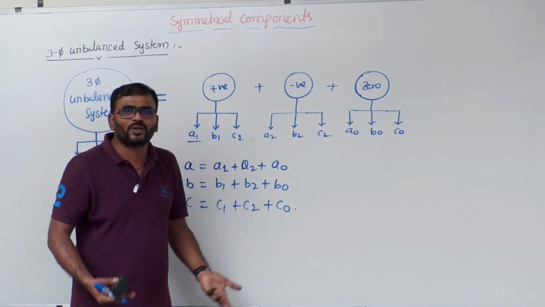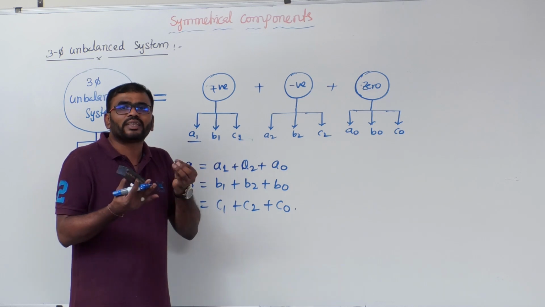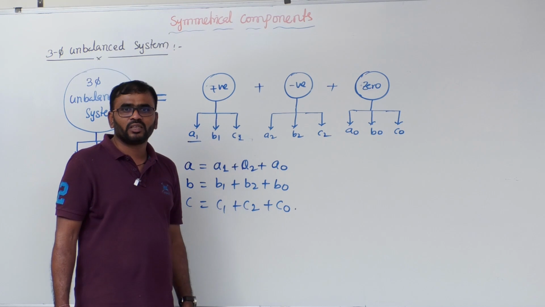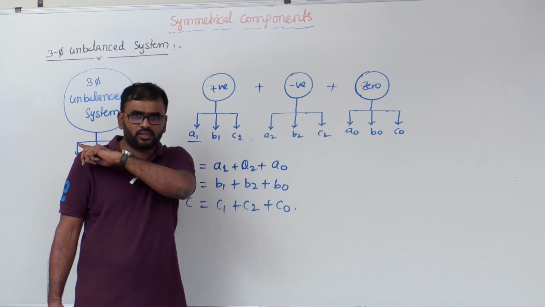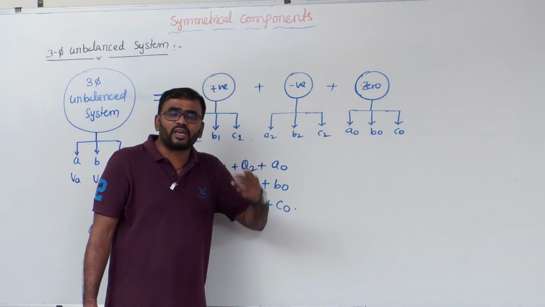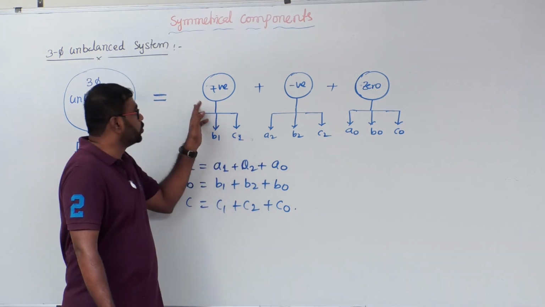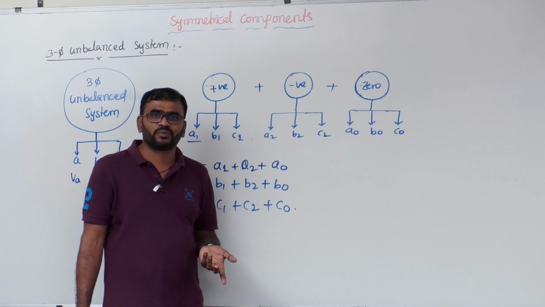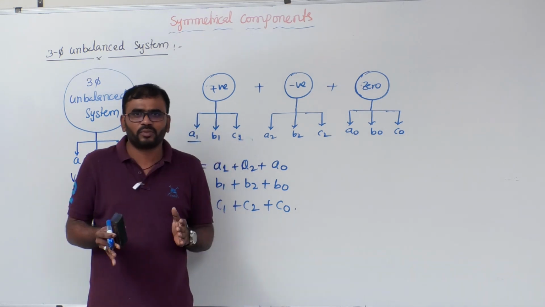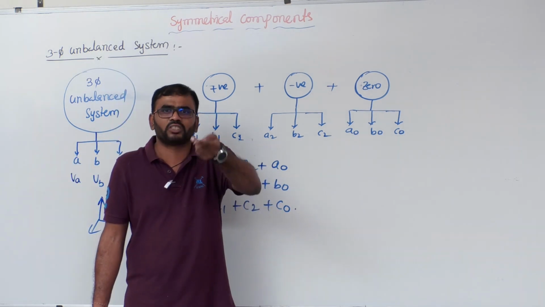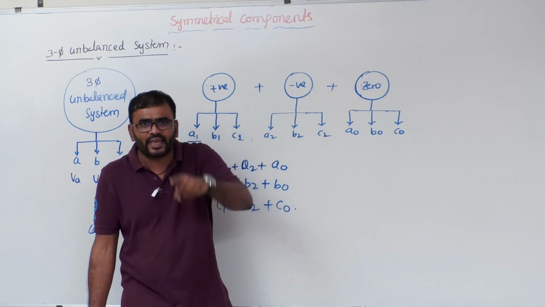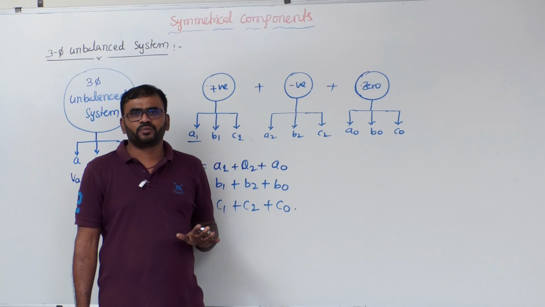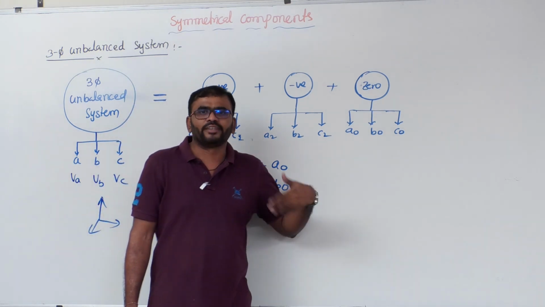That means what are you doing again? We are only calculating per phase information. If the symmetry is lost for the original system, we are still doing a per phase approach using symmetrical components. That is the beauty of symmetrical components. For an unbalanced system, the per phase approach is introduced again using symmetrical components. Anyway, you will get more clarity a little later.